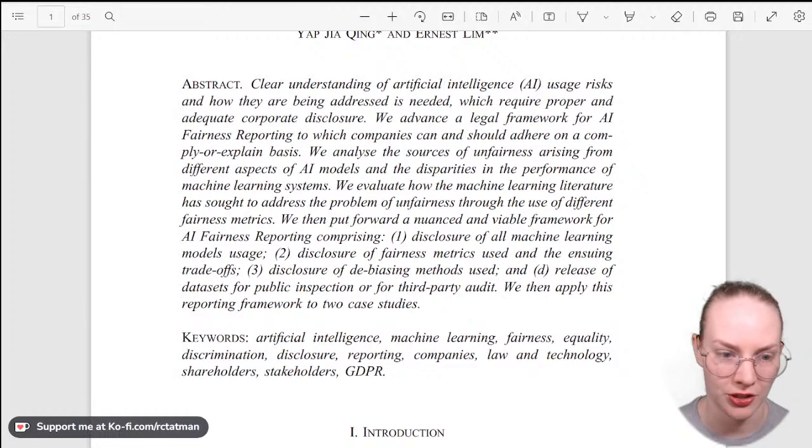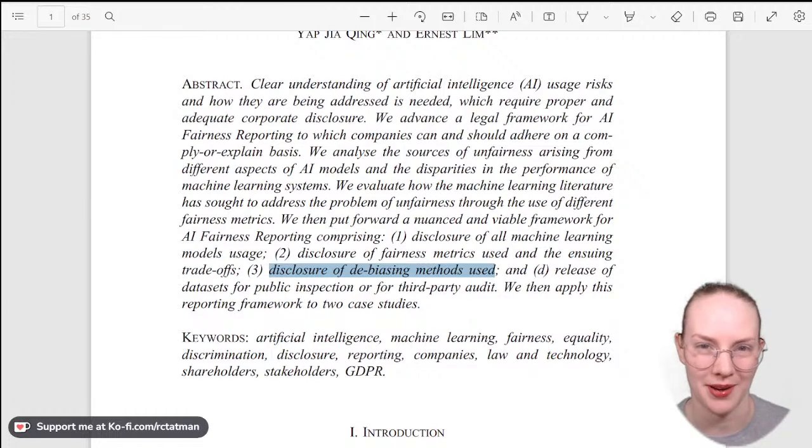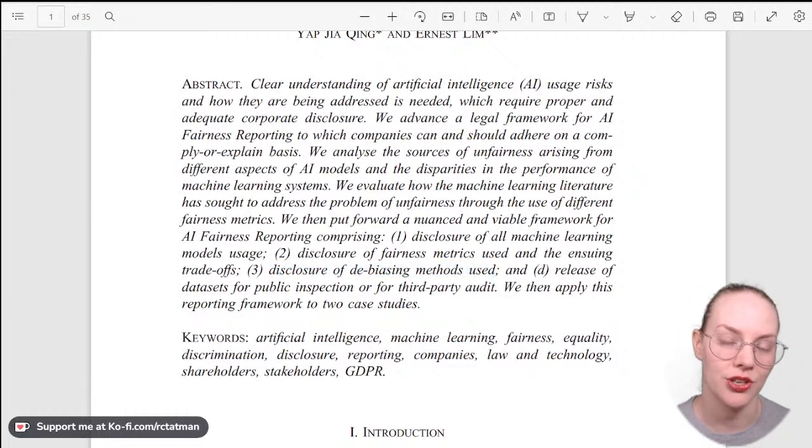Disclosure of fairness metrics used and the ensuing trade-offs. Again, I think that's a great step. And then disclosure of debiasing methods used, if any. I mean, debiasing is a little bit of a red herring, right? There is no such thing as unbiased data. But it's good to know what sort of transformations are happening that may affect members of marginalized groups more than other people. And D, the release of data sets for public inspection by third-party audit.